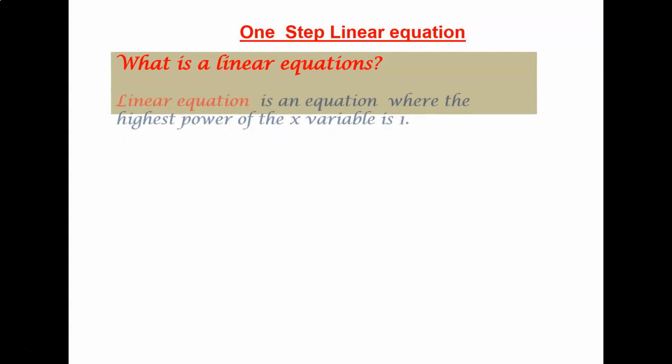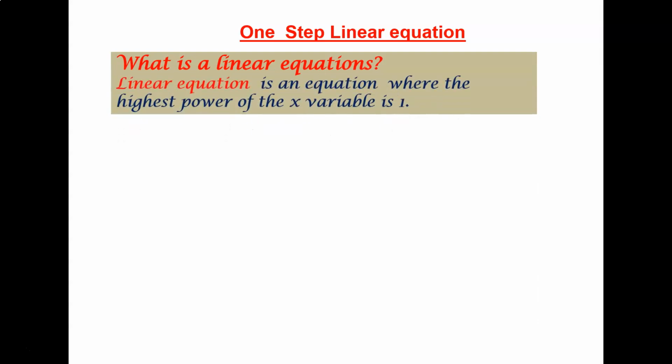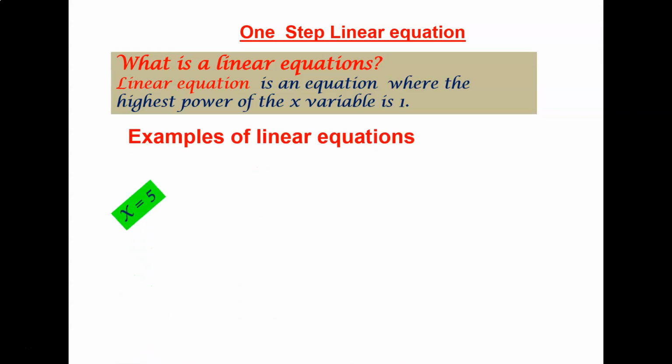What is a linear equation? In one of our previous lessons, we defined it as an equation where the highest power of the x variable is 1. If the power of x is 1, like this one, or like that one, we call it a linear equation. If the power of x becomes 2, we get quadratic equations. If it is 3, we get cubic equations, and so forth. So this is what one-step linear equations are.